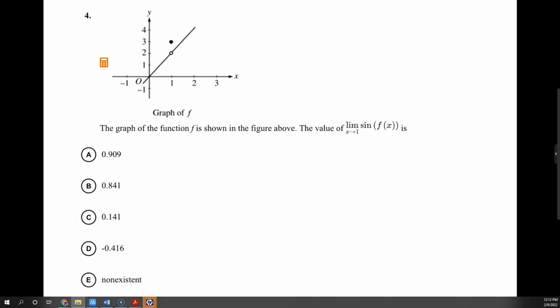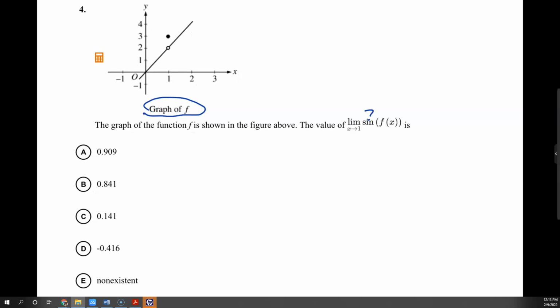I'll be honest with you, this one got me for a little second. It did. I was like, okay. But here we go. This is the graph of f, right? Now, the limit as x approaches 1 of the sine of f of x. So I was thinking, what the heck is this talking about? That sine is confusing me, right?